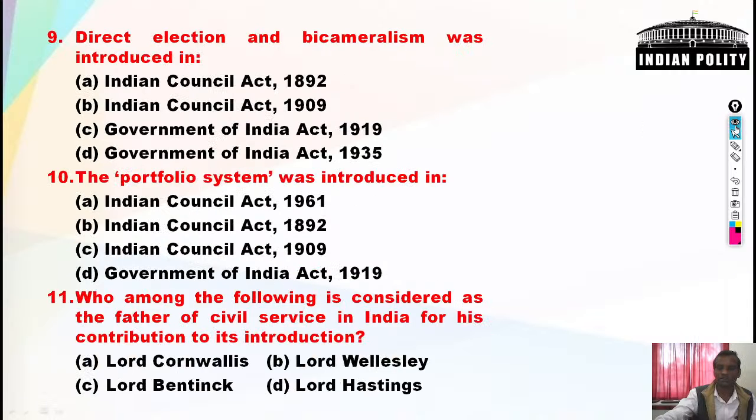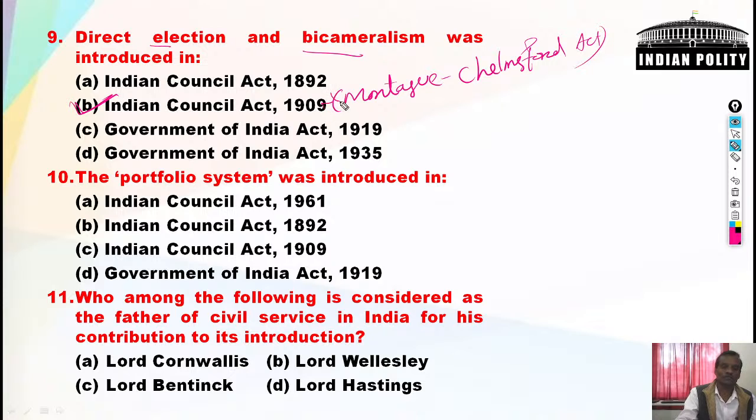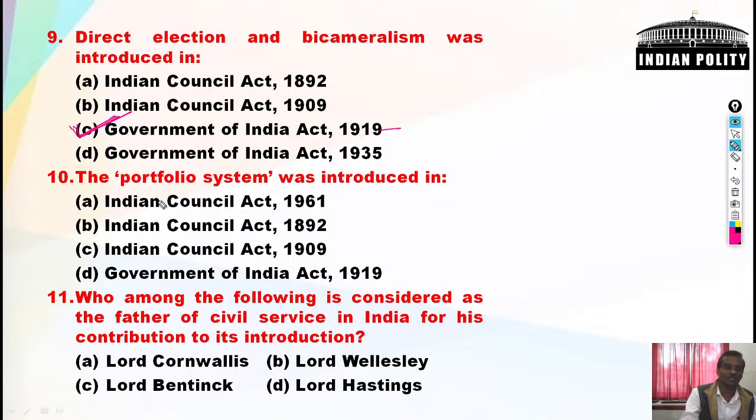Now question number 9. Direct election and bicameralism, it was a question in last year's ASO also. You will find this question. Direct election and bicameralism was introduced in the Government of India Act 1909. It is also known as the Montagu-Chelmsford Act. So that is wrong. The answer is C. Then the portfolio system was introduced in 1861, wrongly mentioned as 1961. Please check, it is 1861.